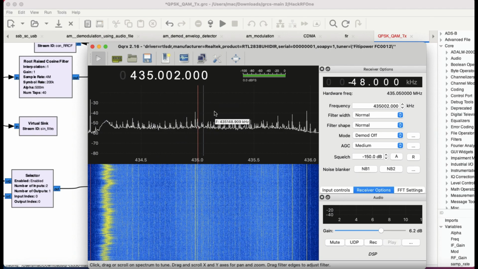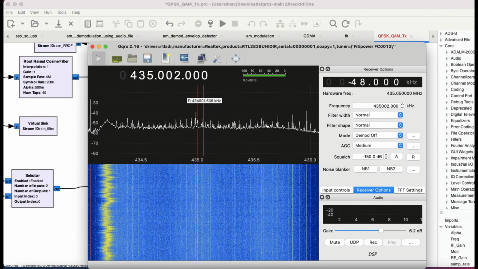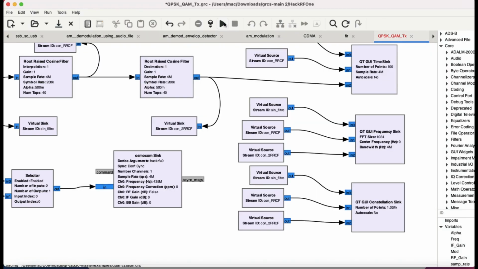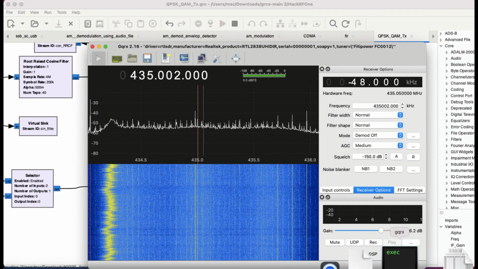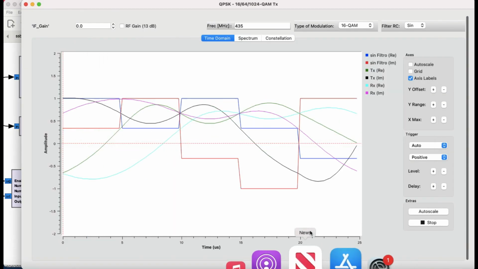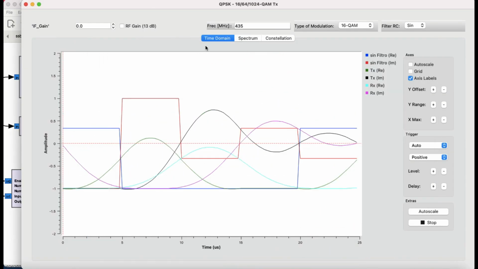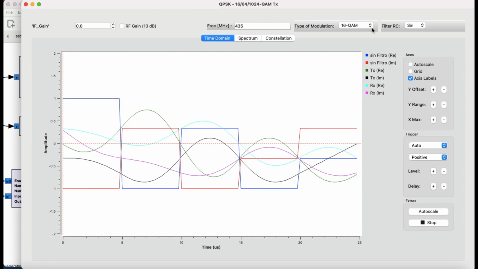Now the next step: just leave this running, and I'm going to transmit using my Osmocom source, which in our case is going to be HackRF, and I'm going to play this flow graph. Wait for it. Here we go. Right now it is being transmitted at 435.